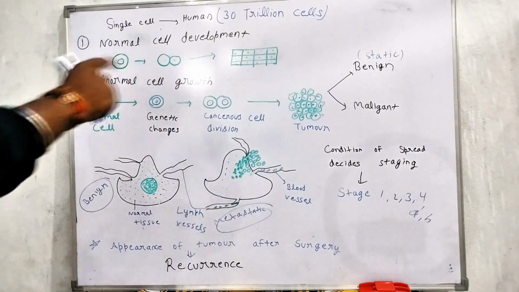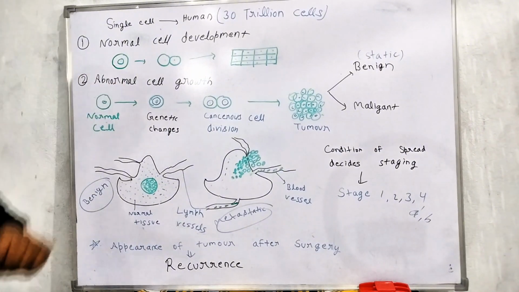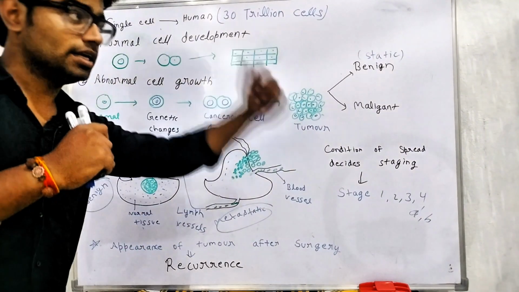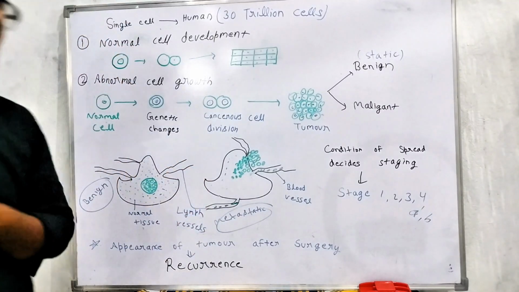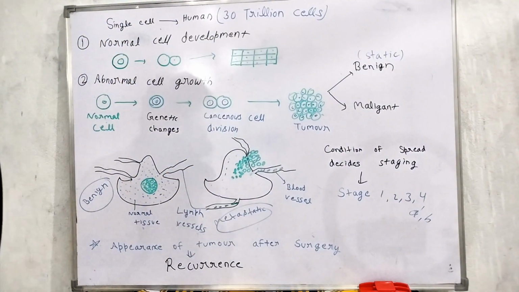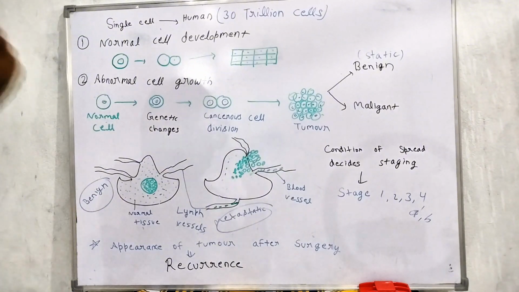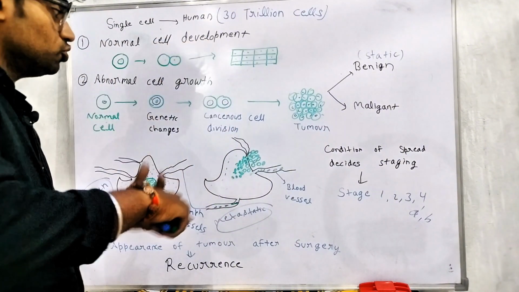Now the tumor is of two types. The first one is benign and the second one is malignant tumor. Let's talk about the benign tumor. Benign means static. Static means the cells remain in a localized position.